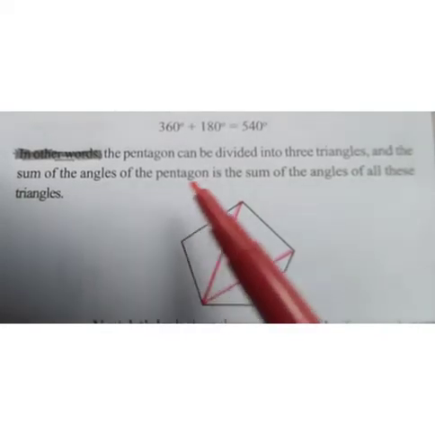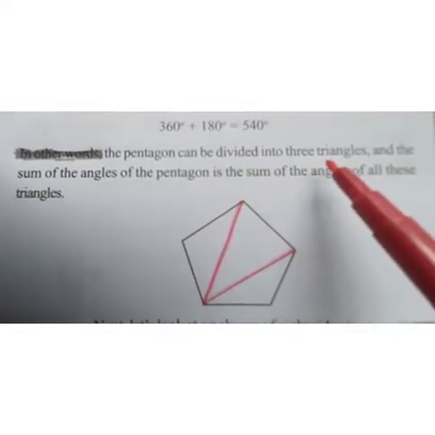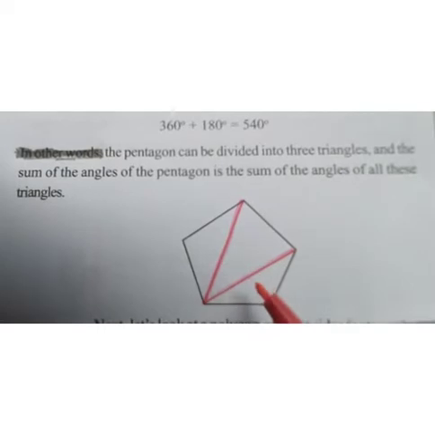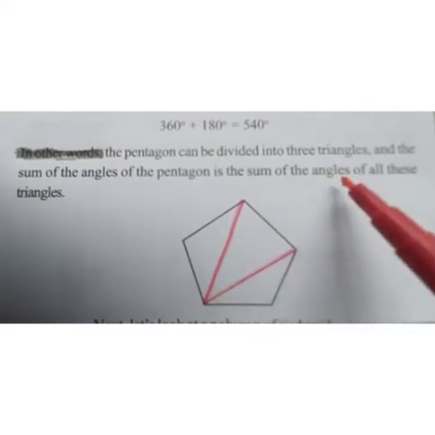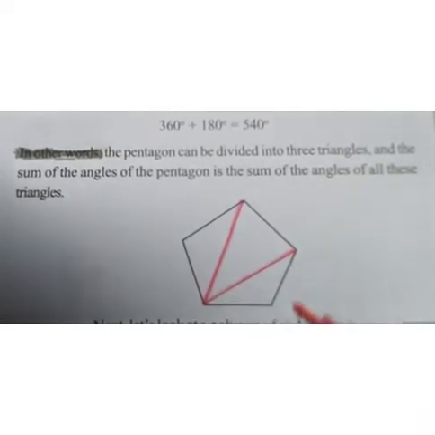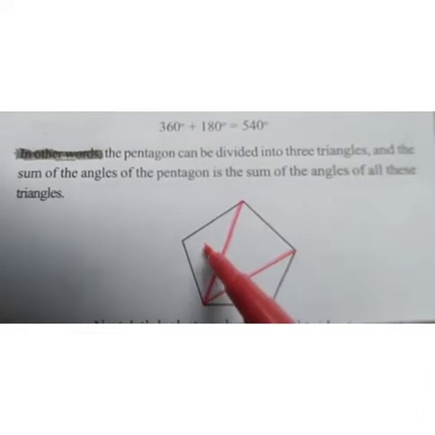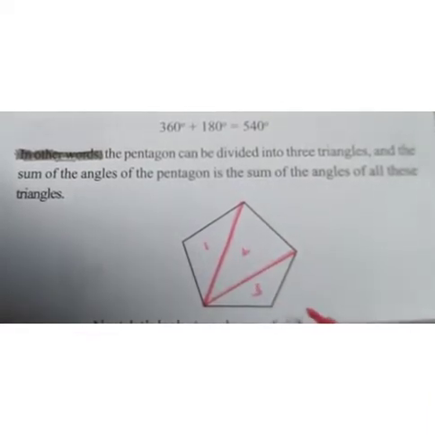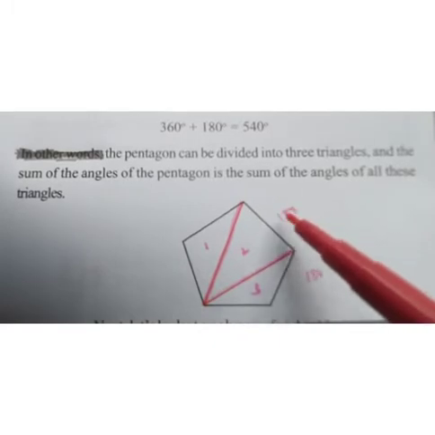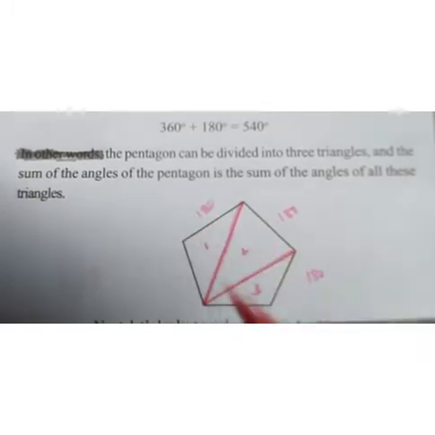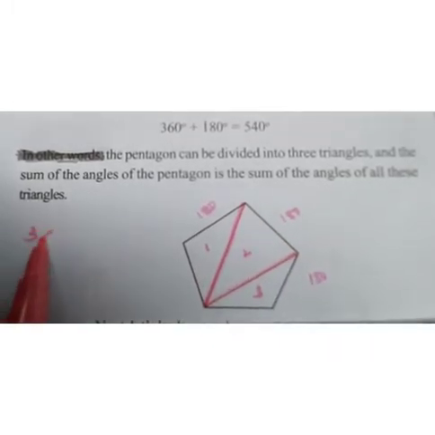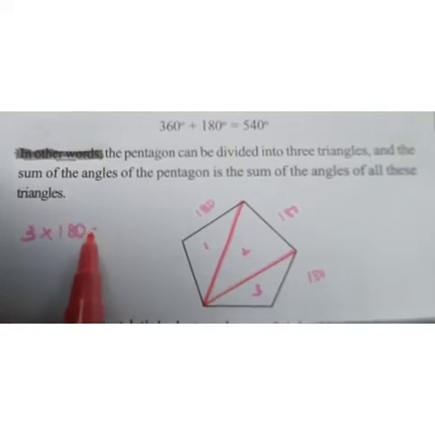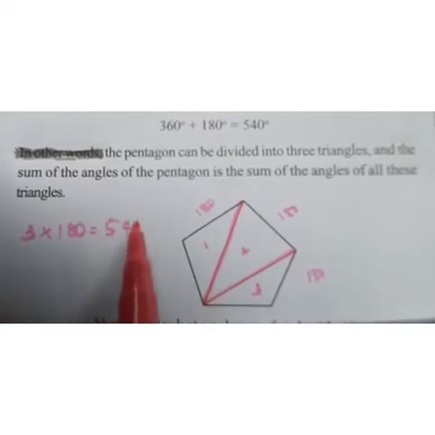So a pentagon can be divided into 3 triangles, and the sum of angles of a pentagon is the same as the sum of angles of the triangles. So here you get 3 triangles, 1, 2 and 3. Each triangle, how much is the sum of angles? It is 180. Here 180, here one more 180, here one more 180. So 3 into 180. How much? 3 into 180 is 540.